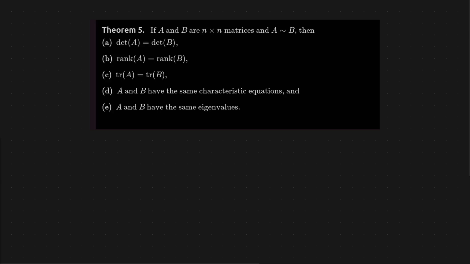We like similar matrices because similar matrices have a lot of the same properties. So if A and B are two similar square matrices, then the determinant of A and B are the same. The rank of A and B are the same. The traces of the two matrices are the same. And they have the same characteristic equations and the same eigenvalues.